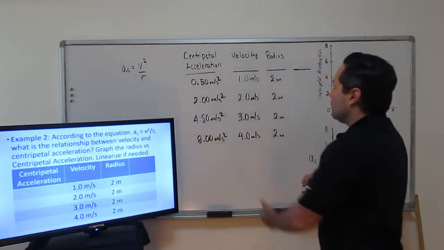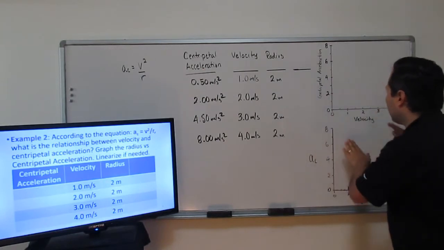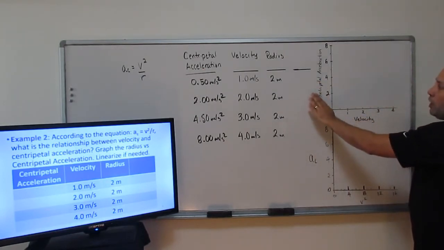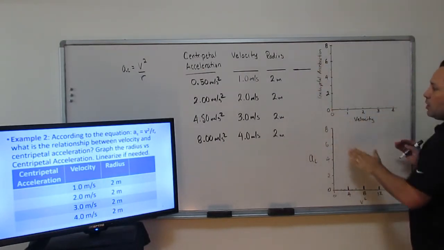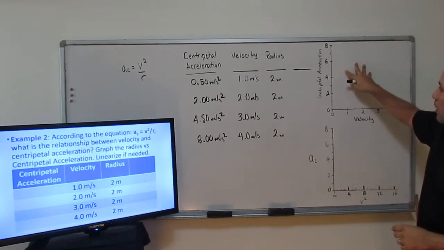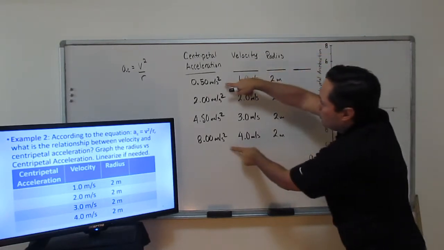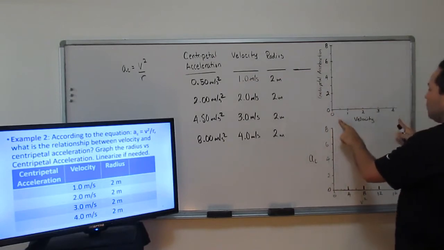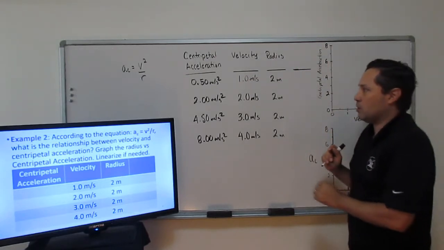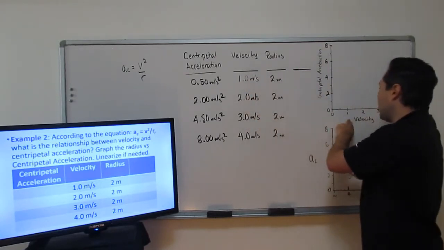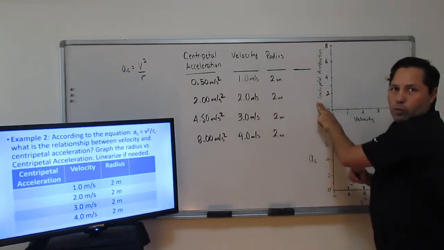So there's our data. So we're going to go ahead and now graph. We're going to graph velocity over centripetal acceleration here. So we have this graph right here. The range takes care of all of these numbers, so they can fit in there. So let's go ahead and start graphing. So we're going to have velocity here on the x-axis, acceleration on the y-axis.